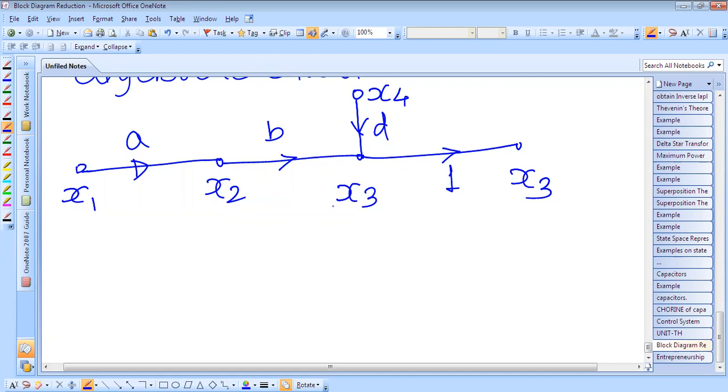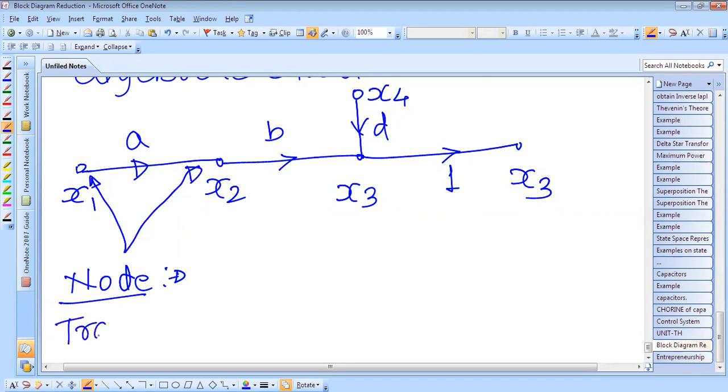So this signal flow graph I have shown like this, and this is what we can call a node. We will define some terms related to this signal flow graph. What is a node? A node is a point representing a variable or signal.